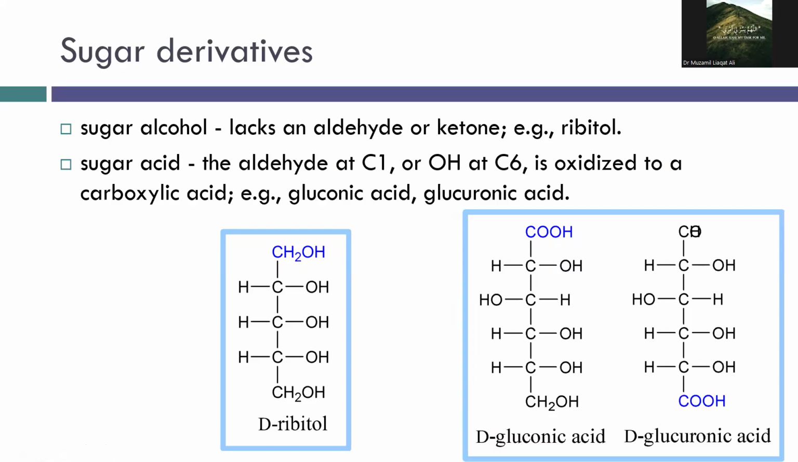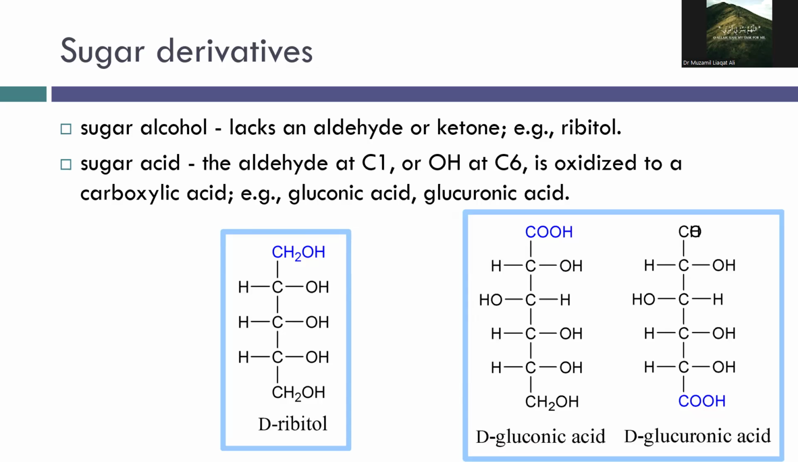Sugar derivatives are formed by modification of the carbonyl and hydroxyl groups of the monosaccharides. Let's start with the sugar alcohols or alditols. The aldehyde or ketone group is reduced to a hydroxyl group, eliminating the carbonyl. Example, ribitol from ribose, which is a component of flavin coenzymes, that is FMN and FAD.